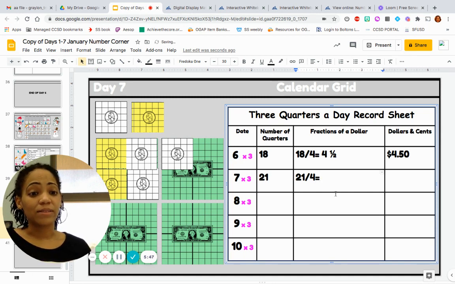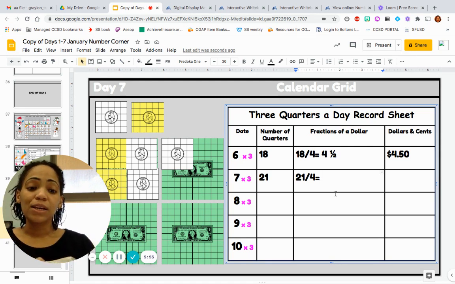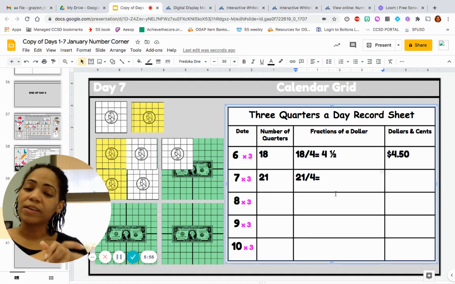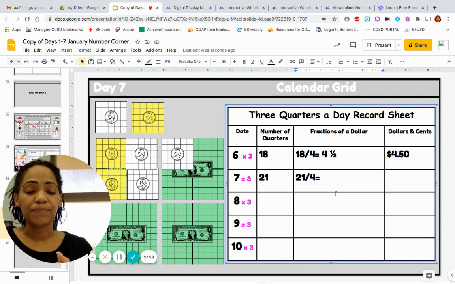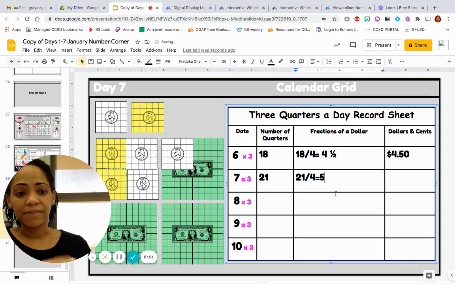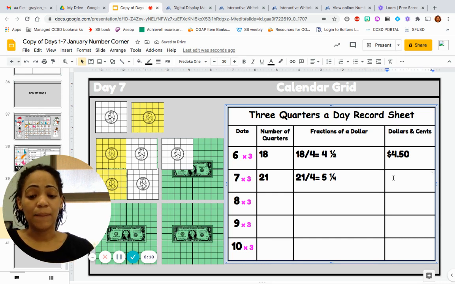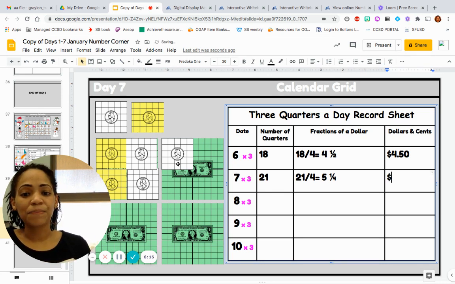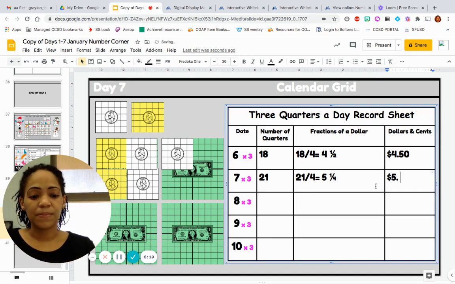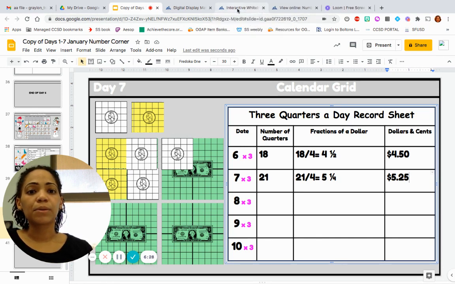Our job now is to figure out how we can write that as a mixed number or make that a proper fraction. So 21 divided by 4. What times 4 gives you a number close to, but not more than, 21? Right, 4 times 5 is 20. And then I have 1/4 left over, which really helps me to see how much money that is, even though my picture is right over here, but you can't see the other dollars from previous days. So we have $5.25. Very good.